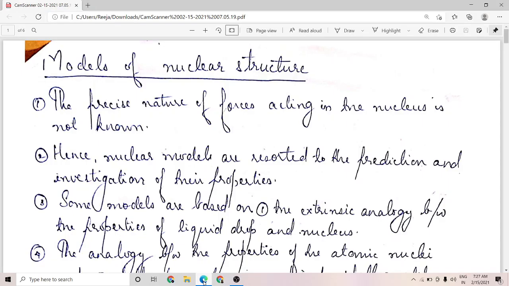Hi students, in today's session we are going to discuss the models of nuclear structure. The precise nature of the forces acting inside the nucleus is not known.